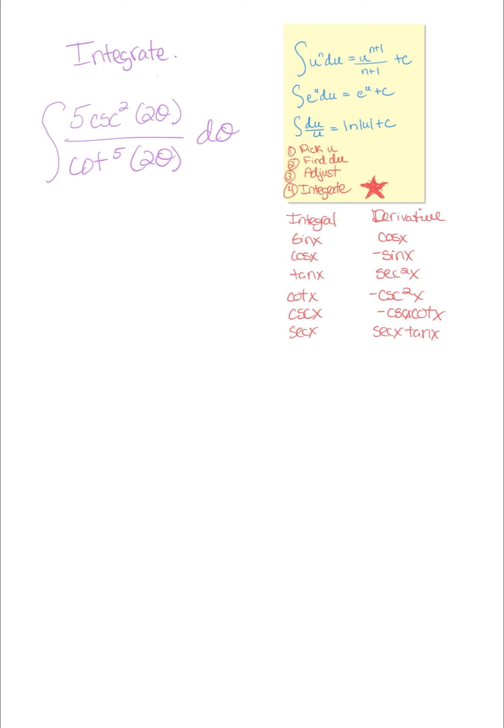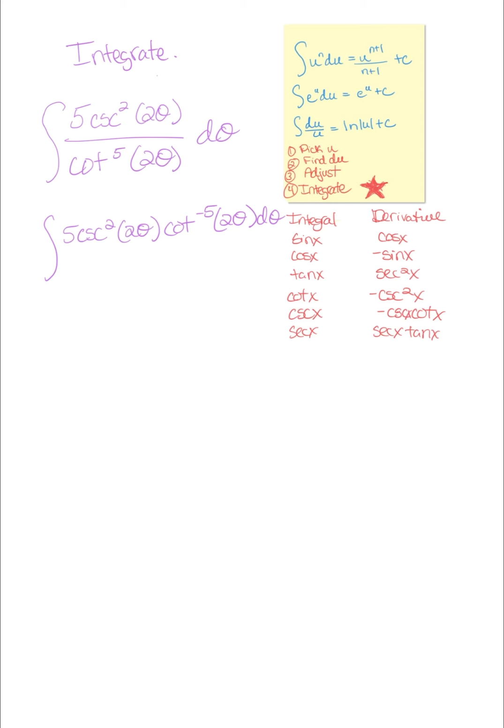Okay, so here we have the integral of 5 cosecant squared 2 theta over cotangent to the 5th 2 theta. Now again, we have a power in our denominator, so this can be rewritten as the integral of 5 cosecant squared 2 theta times cotangent to the negative 5th 2 theta d theta.